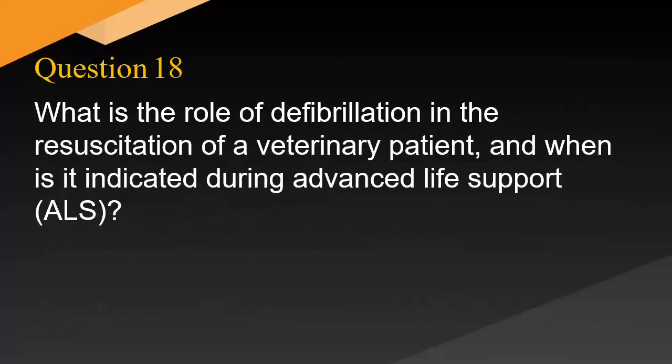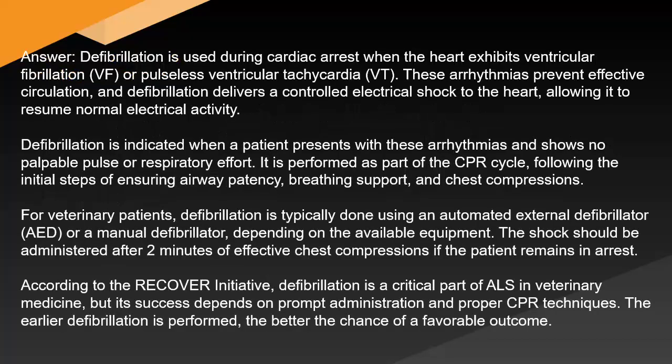What is the role of defibrillation in the resuscitation of a veterinary patient, and when is it indicated during advanced life support (ALS)? Answer: defibrillation is used during cardiac arrest when the heart exhibits ventricular fibrillation (VF) or pulseless ventricular tachycardia (VT). These arrhythmias prevent effective circulation, and defibrillation delivers a controlled electrical shock to the heart, allowing it to resume normal electrical activity. Defibrillation is indicated when a patient presents with these arrhythmias and shows no palpable pulse or respiratory effort.